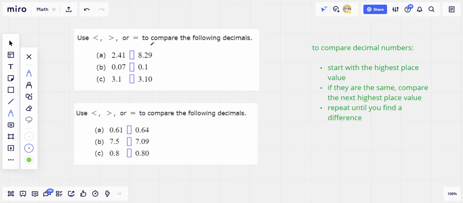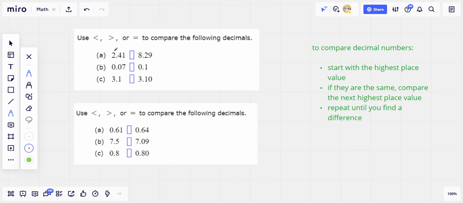In these problems, we're being asked to compare the decimals with either the less than, the greater than, or the equals. And the way to do this is to start with the highest place value that you have. In this one, the highest place value is the ones in both of them. If one of them had only ones and another one had tens, the one with the tens, of course, would be the higher thing. So 18 would be higher than 2.